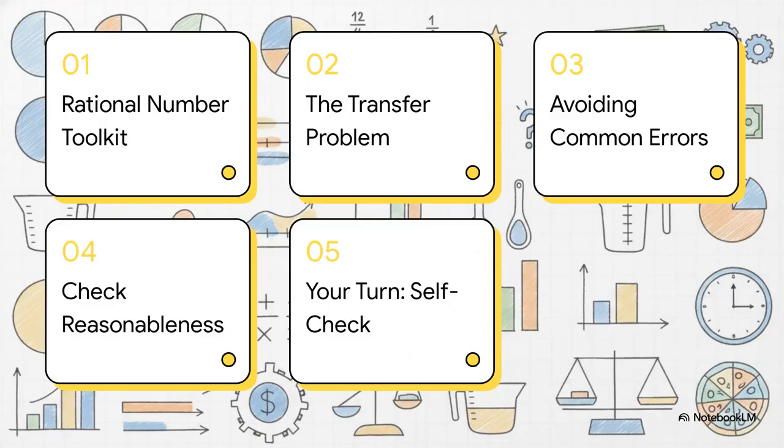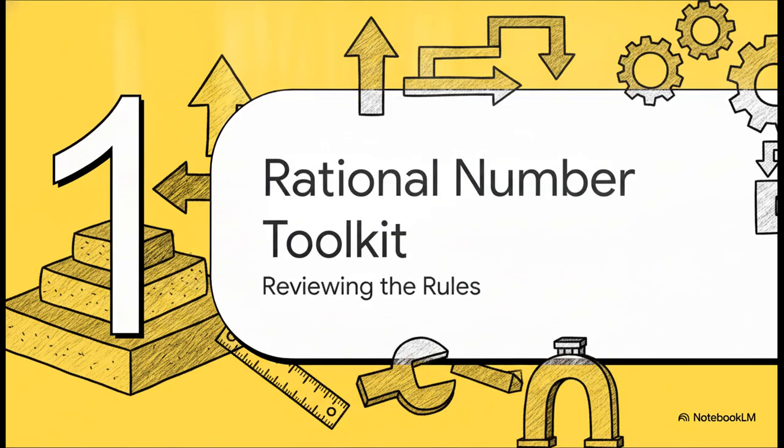Here is our mission briefing. We're going to start with the rational number toolkit, tackle solving the transfer problem, learn how to avoid common math errors, do a quick check for reasonableness, and finish off with your turn, a self-check. Section 1. The Rational Number Toolkit. Let's see how this builds our foundation.